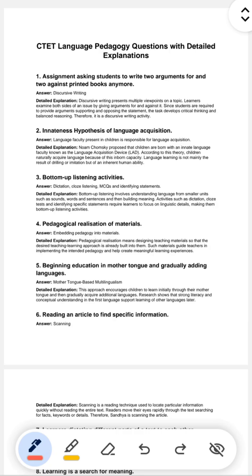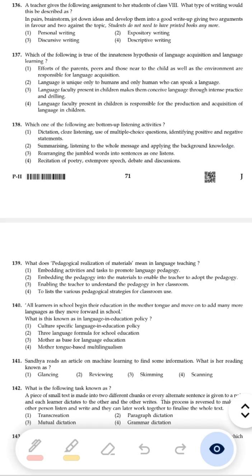Before going into the discussion, I would like to mention that there are totally 15 pedagogy questions, and in all the types of pedagogy, be it Hindi pedagogy or English pedagogy or Tamil pedagogy, anything. Now I am going to discuss the language 2 English pedagogy questions. They start from question number 136 and end at question number 150.